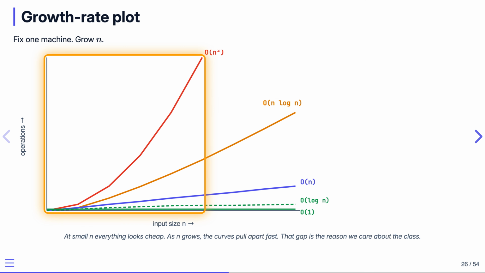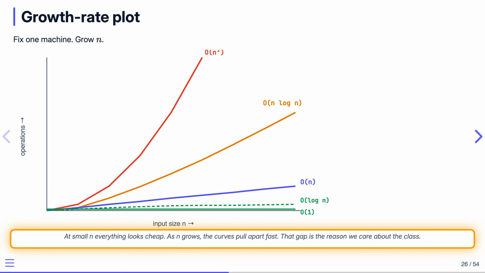And this steep red curve is big O of n squared. It shoots up very fast and soon runs off the top of the chart. This is the real lesson of the picture. At small n, every curve looks cheap, but as n grows, they pull apart sharply. That gap is the whole reason we care about the growth class.